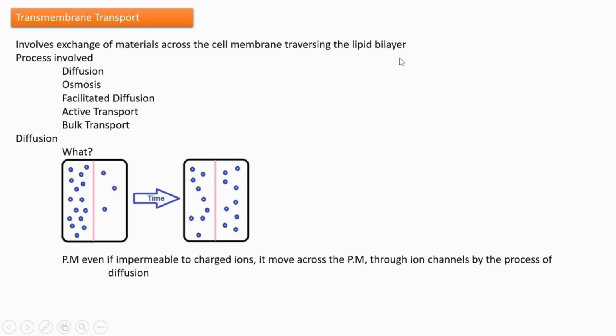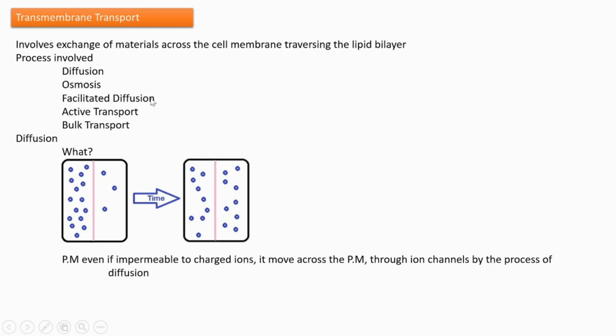In the former slide, we have seen the different types of carriers, pumps, and channels. All these are certain proteins that help the transport of materials across the membrane. Now we are going to see the different processes that help the transport of materials across the plasma membrane. That includes diffusion, osmosis, facilitated diffusion, active transport, then bulk transport.